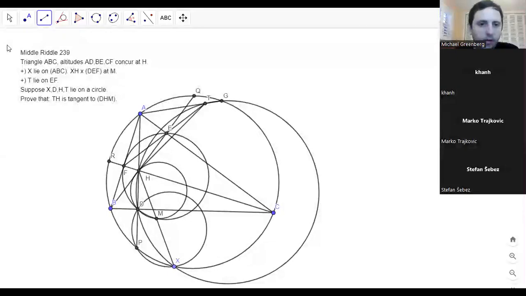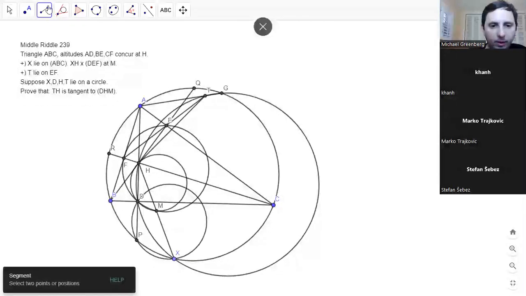Oh, did you just do an angle chase to show what I was saying, or oh, the angle chase I did. THX equals APX. Okay. THX is 180 minus TGX, just 180 minus AGX. So how did you know that these are collinear? Let's think about that.